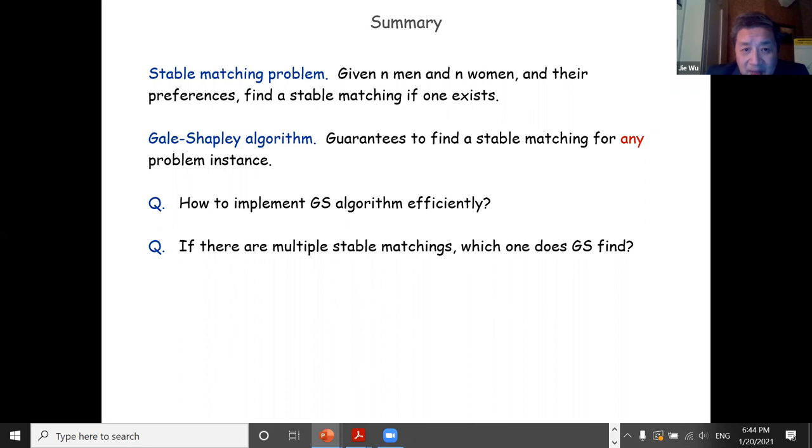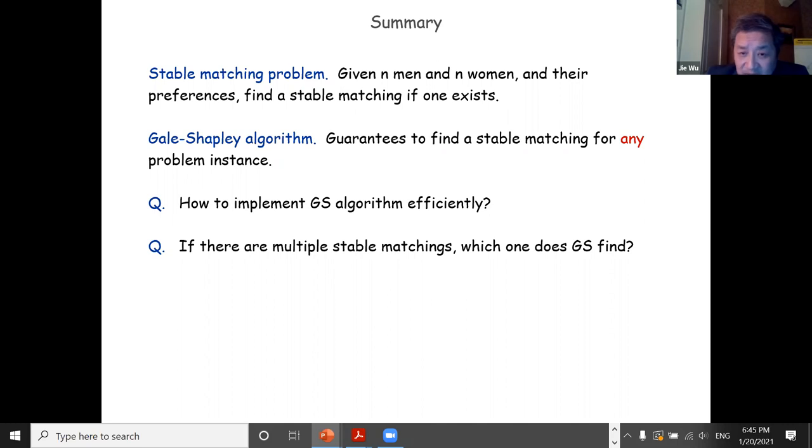So there are many properties, probably I'm not going to go through this. First of all, is this implementation very efficient? The answer is yes, it's n squared, right? And there are other questions. We see the stable matching. Is this the only one? And the answer is no. Actually, there are many stable matchings. The GS matching, Gale-Shapley's algorithm, just finds one of them.